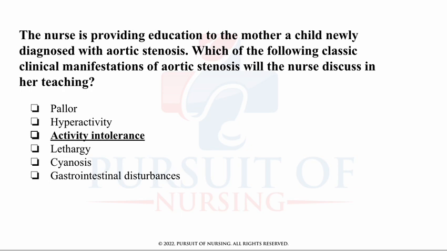All right, the correct answer is activity intolerance. So aortic stenosis is a narrowing or a stricture of the aortic valve, which causes resistance to blood flow in the left ventricle, which causes decreased cardiac output, left ventricular hypertrophy, and pulmonary congestion. So a child with aortic stenosis is going to show signs of activity intolerance. They're going to have chest pain and dizziness when standing for too long.